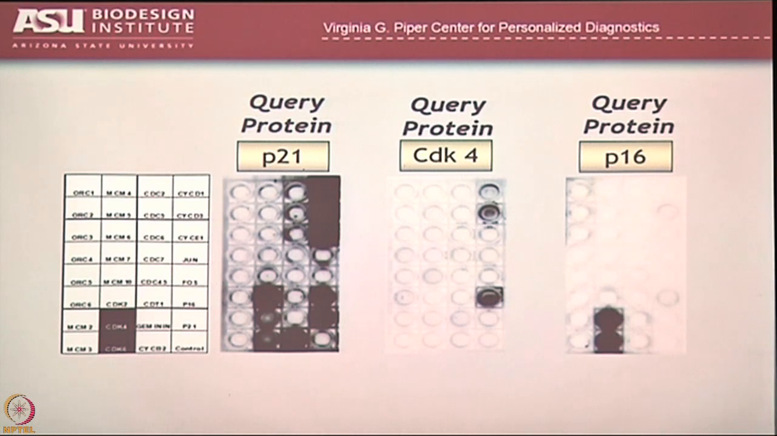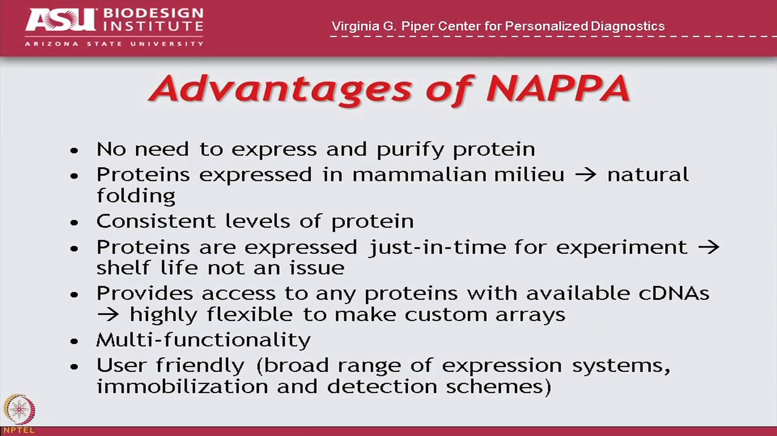Of course, the advantage of this is now I don't have to express these proteins or purify them. They were made using mammalian extracts. The levels of proteins were consistent on this chip. They were made at the time of the experiment. So I made the proteins and I tested them minutes later. And of course, I could do this general approach using any kind of cDNA. If I can clone the gene and make the cDNA, I can make the protein array. And then we talked about the multifunctionality. And of course, users can modify this as they need to.